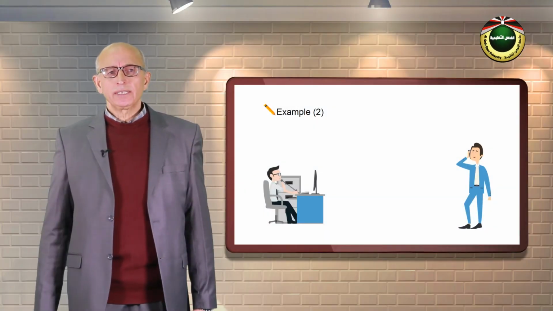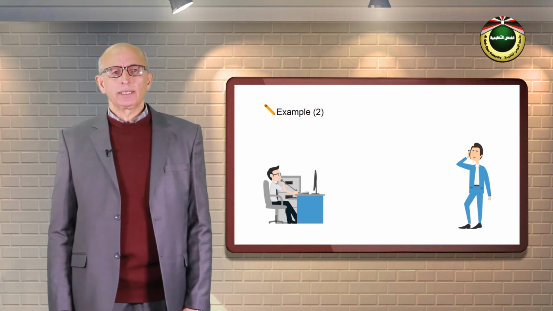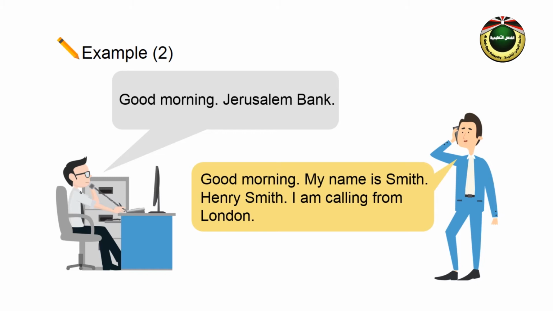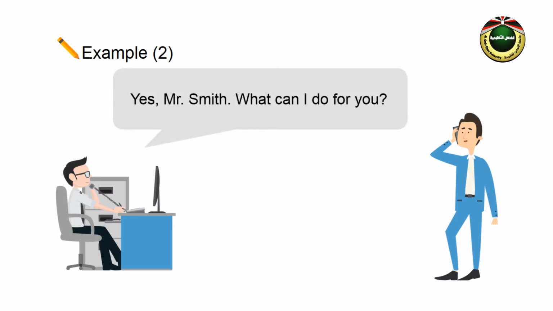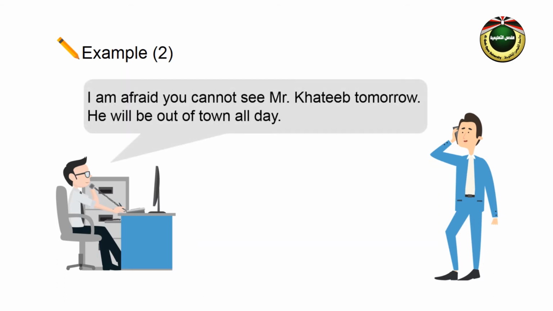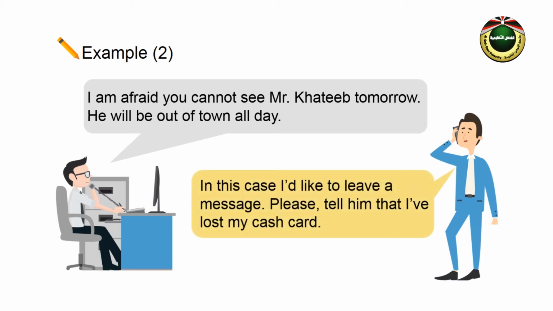Example 2. This is a conversation between a bank employee and a customer. Good morning, Jerusalem Bank. Can I help you? Good morning. My name is Smith. Henry Smith. I am calling from London. Yes, Mr. Smith. What can I do for you? I am wondering whether it would be possible for me to make an appointment for tomorrow with Mr. Khatib, the bank manager. I'm afraid you cannot see Mr. Khatib tomorrow. He will be out of town all day. In this case, I'd like to leave a message. Please tell him that I've lost my cash card.